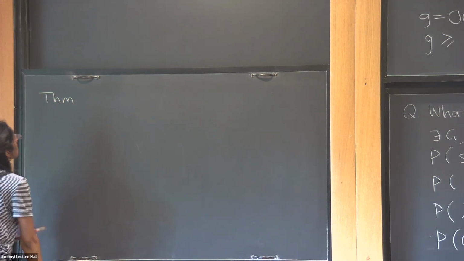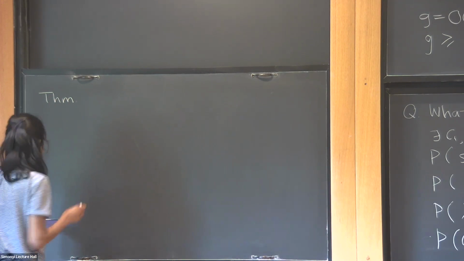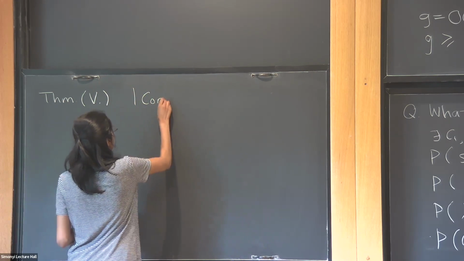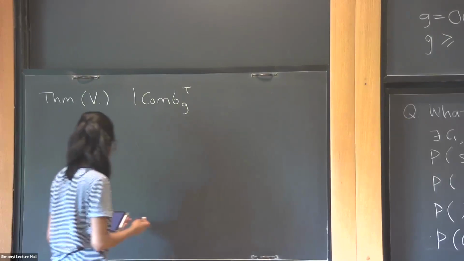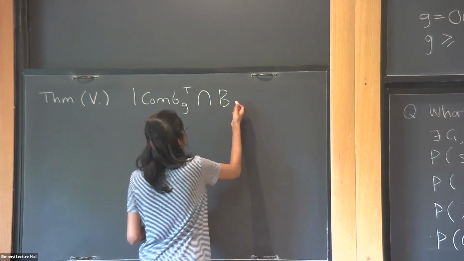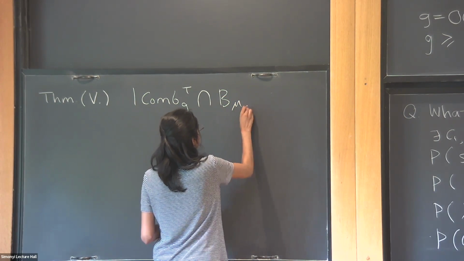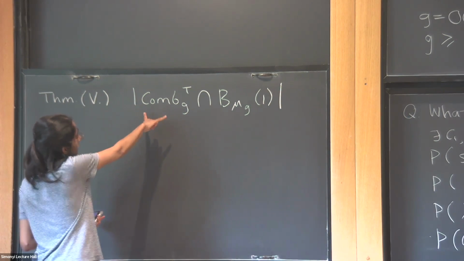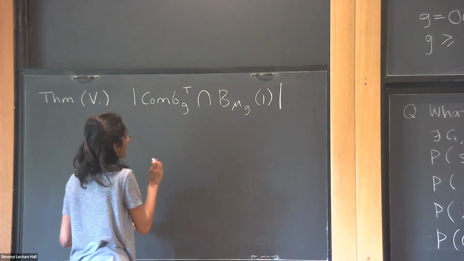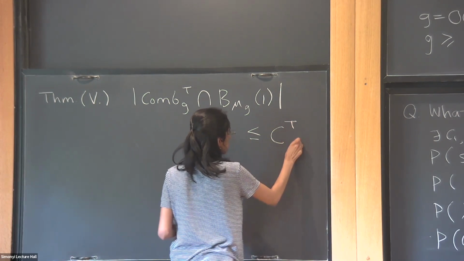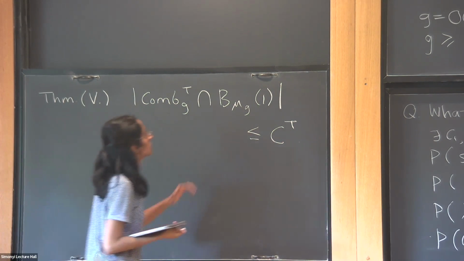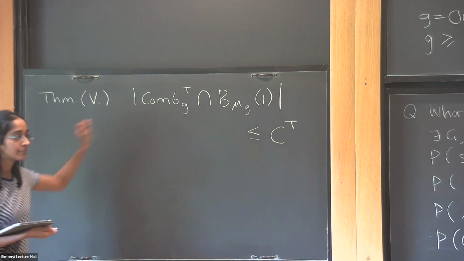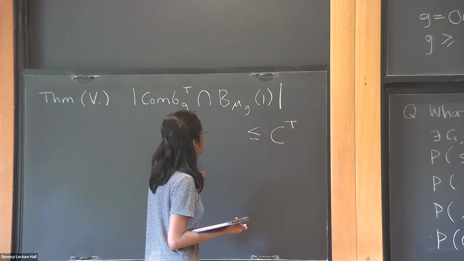So let me write down a theorem that answers that question, which is that if I have any one ball on moduli space, then the number of T-triangulated genus g surfaces lying in that ball is at most C to the T. And here, C is a constant, like 10,000, that doesn't depend on T or g.